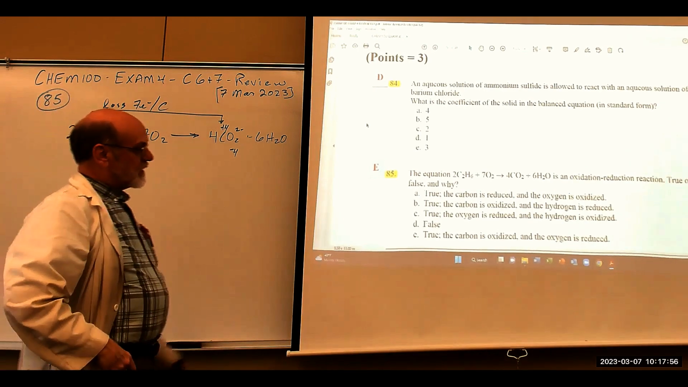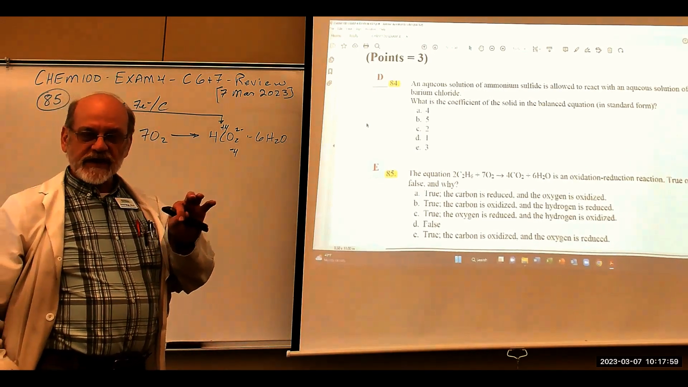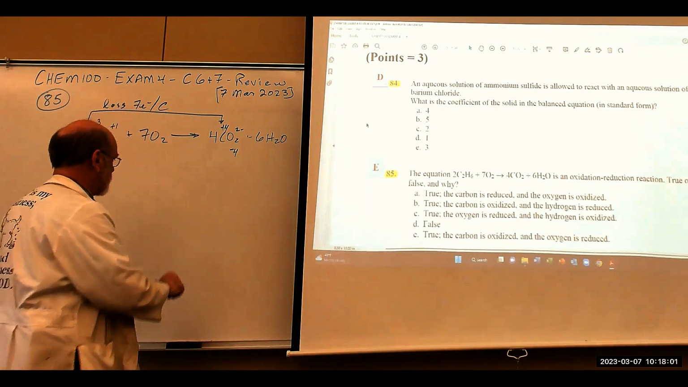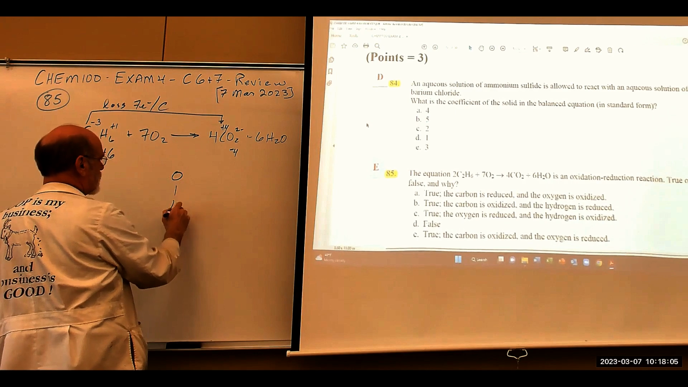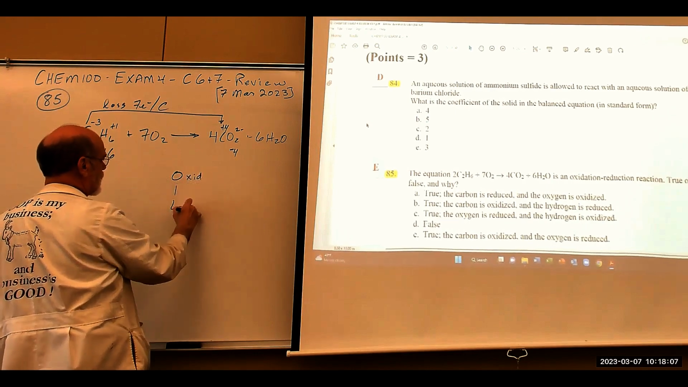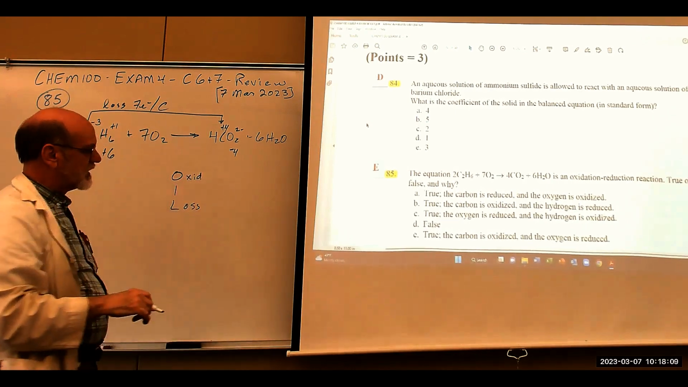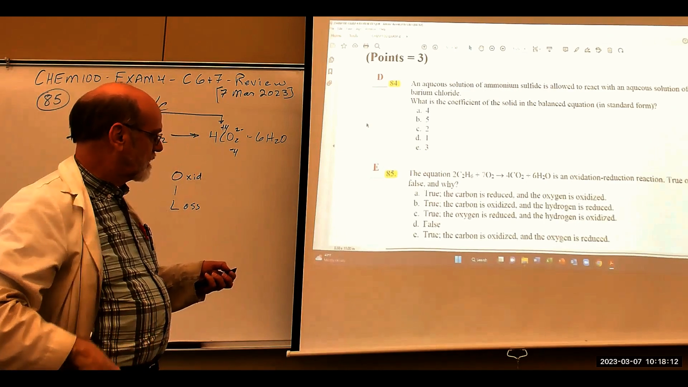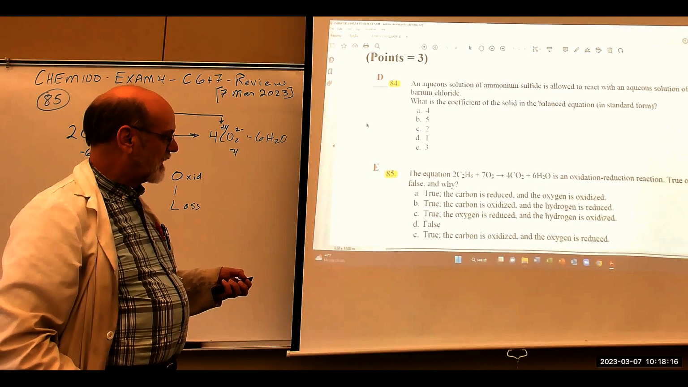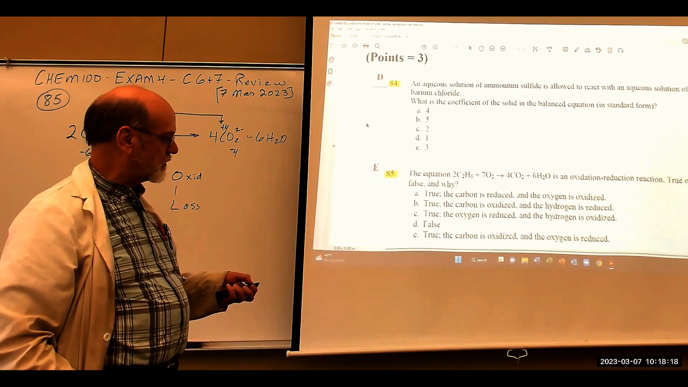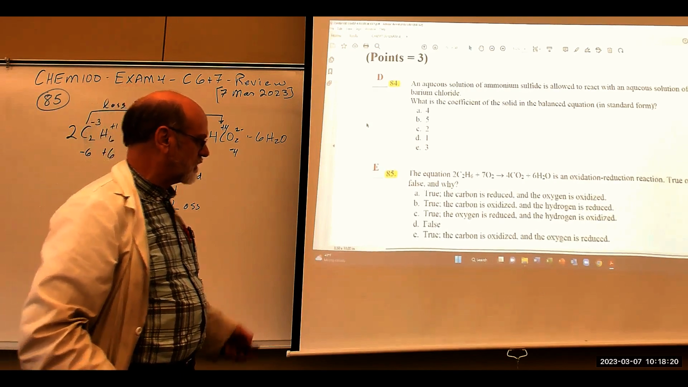Okay? So if carbon loses electrons, remember the mnemonic device, OIL RIG: oxidation is loss. So carbon is oxidized. So it could be this one or it could be this one. Now, what about hydrogen is reduced or oxygen is reduced?